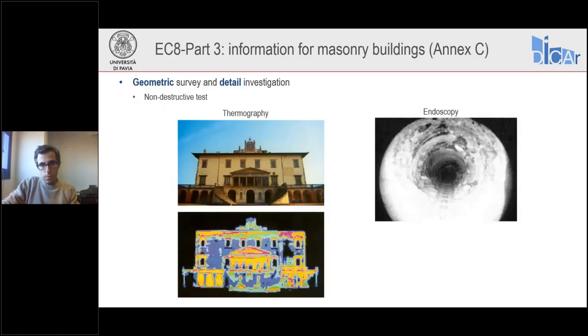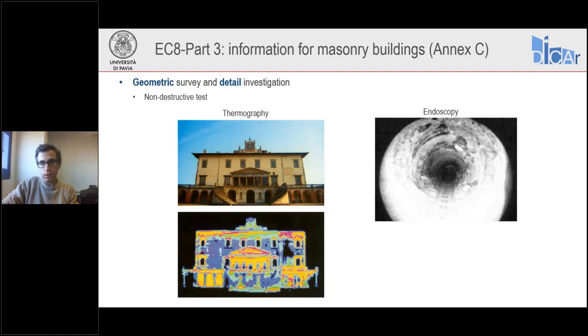Now we'll try to describe some tests or some procedures to get information on different aspects. First of all, to get information on the geometry and on the details, you can use some non-destructive procedures such as thermography and endoscopy. Thermography consists of using thermal cameras, which are able to find discontinuities in a building, and that's used to see, for example, if there are different masonry typologies in the buildings, if there's degradation of materials, or if voids are present.